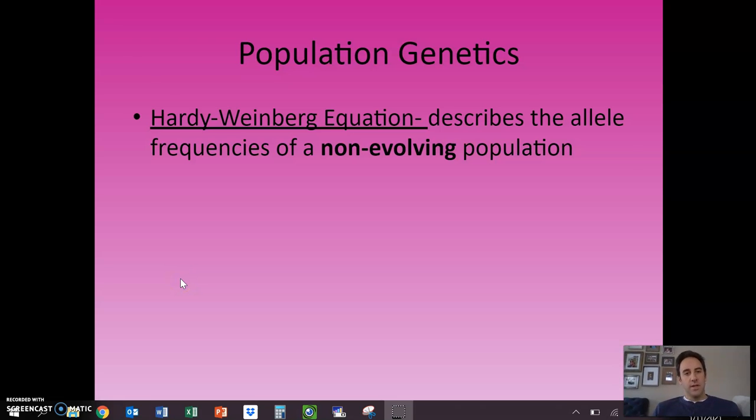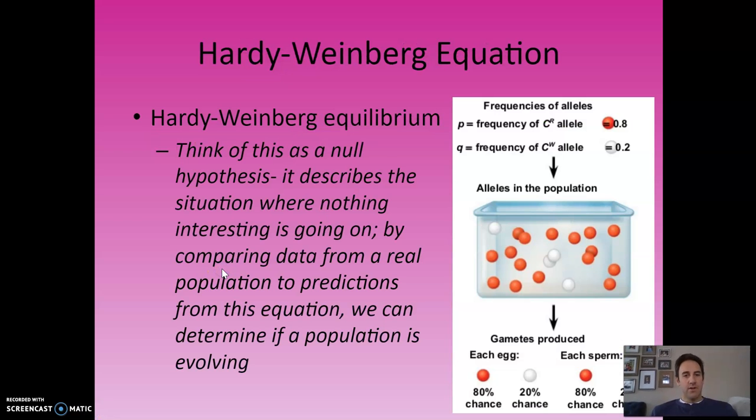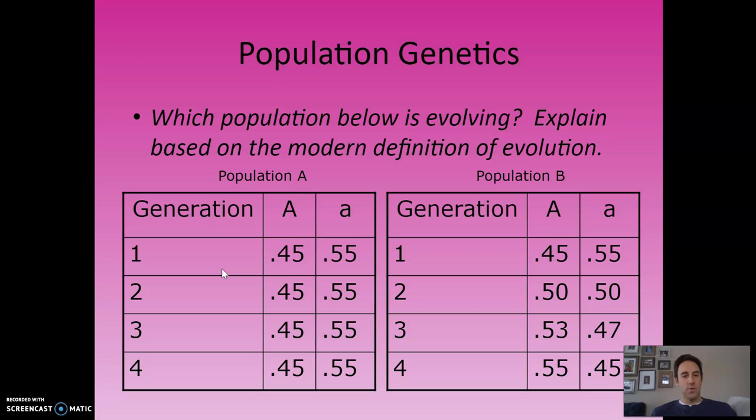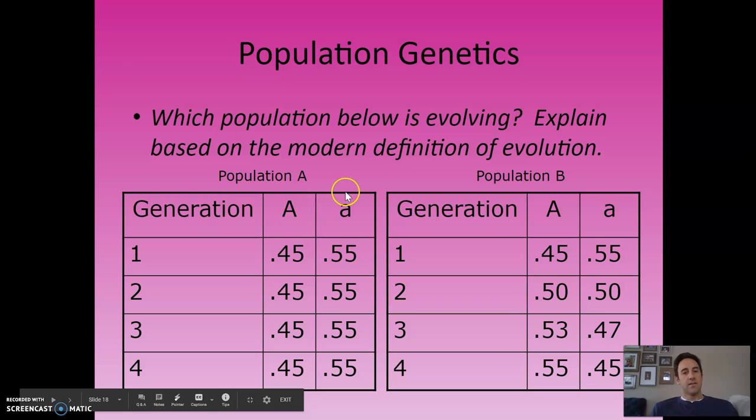In our last couple screencasts, we were talking about the Hardy-Weinberg equation as something that describes the allele frequencies in a non-evolving population. We define that non-evolving population as one in which the gene frequencies do not change from generation to generation. So if 45% of the genes in a population are big A and 55% are little a, those percentages or frequencies in this case stay consistent from generation to generation to generation.